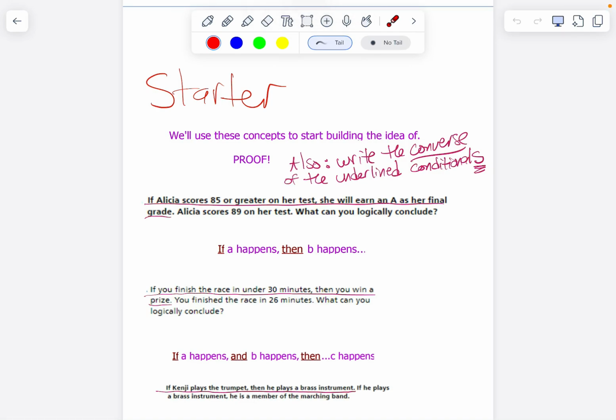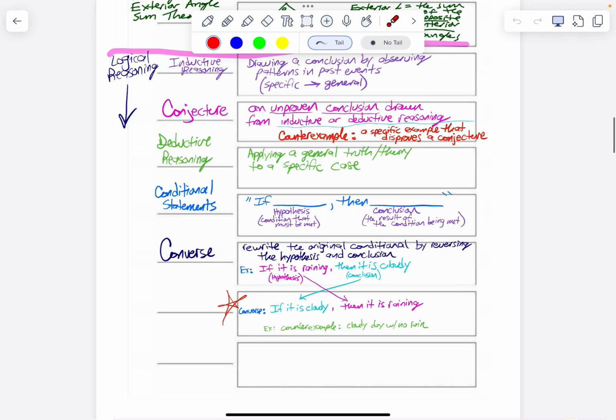Started talking yesterday about what we call logical reasoning, and specifically we talked about conditionals, and right here we have the word converse of a conditional. We also mentioned words like counterexample, that disproves a statement, disproves a conjecture, which was another word. So just a quick review of those before we jump into this. We talked about two types of reasoning. And did anybody think of a good example of inductive reasoning from yesterday?